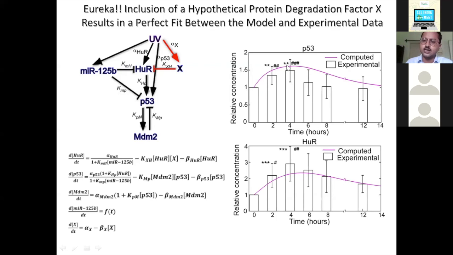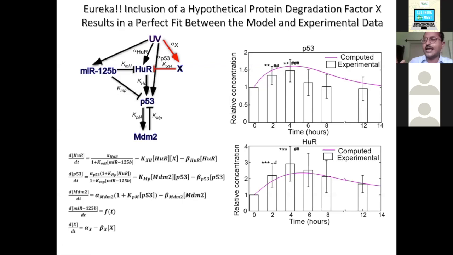You can now see here we see an increase and decrease in the case of the model output, which matches with that of P53. And again, here we see that it matches with that of HuR. So now, therefore, we have predicted that there is a degradation of HuR which regulates the level of HuR and P53, and it is mediated by factor X.